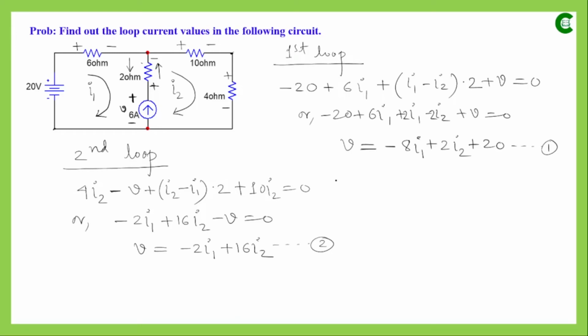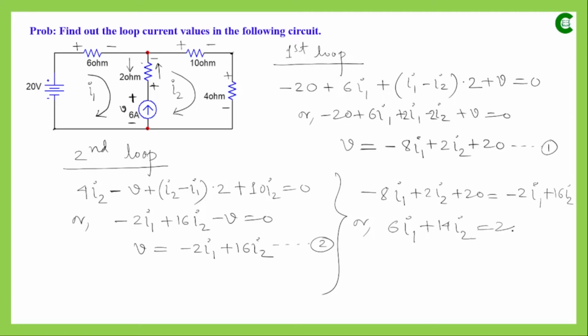So what we can do is equate the right hand side of both the equations. Then we can write minus 8I1 plus 2I2 plus 20 equal to minus 2I1 plus 16I2. Moving minus 8I1 to the right side, it will be plus 8I1, so we can write 6I1. Then if we take 2I2 to the other side, it will be 16 minus 2, 14, so 14I2, and this 20 we can keep on the left side.